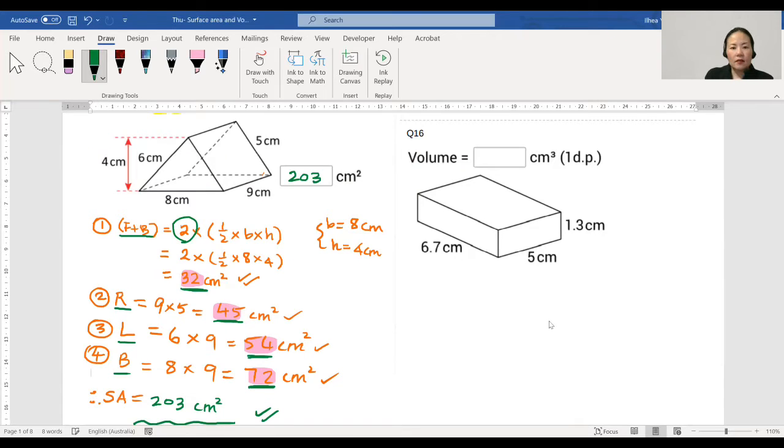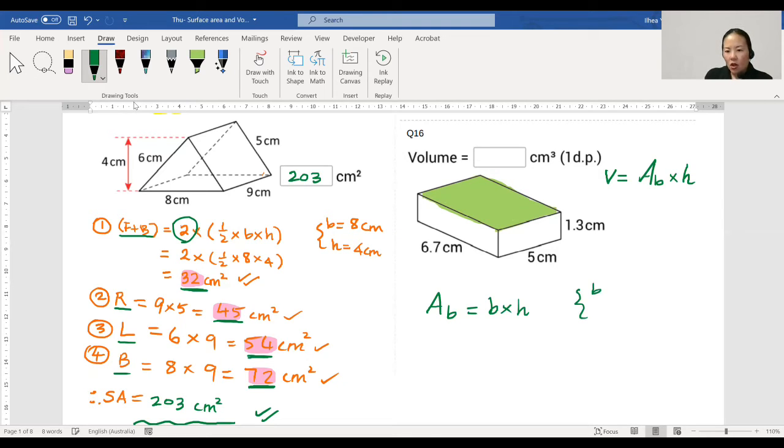Question 16. I'm going to go with the volume. What's the formula for the volume? The formula for the volume is area of base times height. The base here can be the top one here. It doesn't have to be the bottom one because they're the same anyway. This is my base rectangle. All I need is to find the 2 values that give me a base and a height. Area of base, which is base times height.